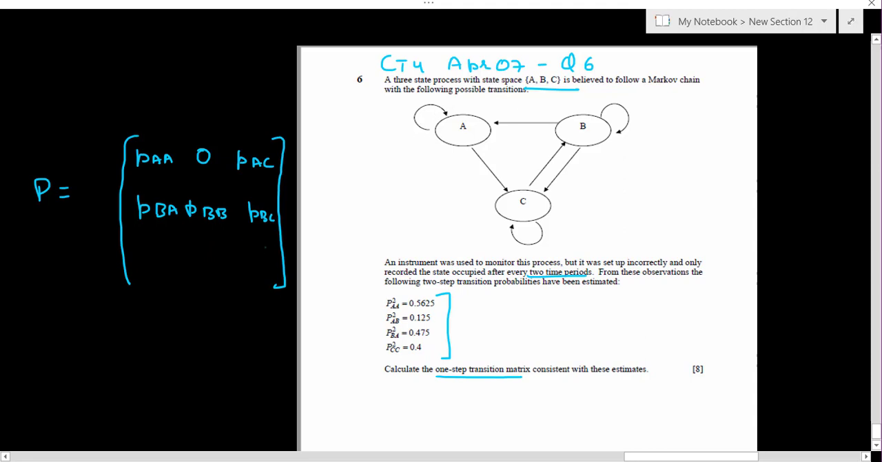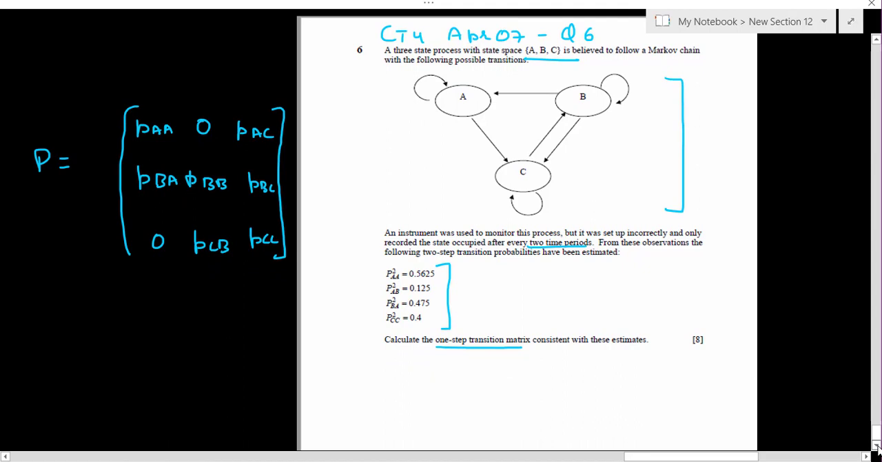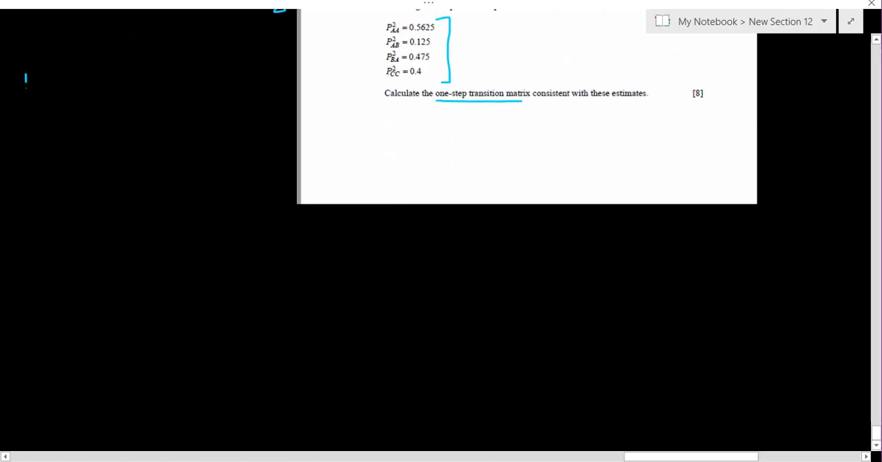Okay, and then from C you have got PCC, and PCA. No, PCA is not possible, this is 0. So from C to A you have nothing, and you have got PCB. Okay, so these are the transitions that are possible, and that's based on this diagram. I observed the diagram and realized these are the only possible transitions. And now they've given me the 2-step transition probabilities. So let's see what the 2-step transition probability matrix looks like.